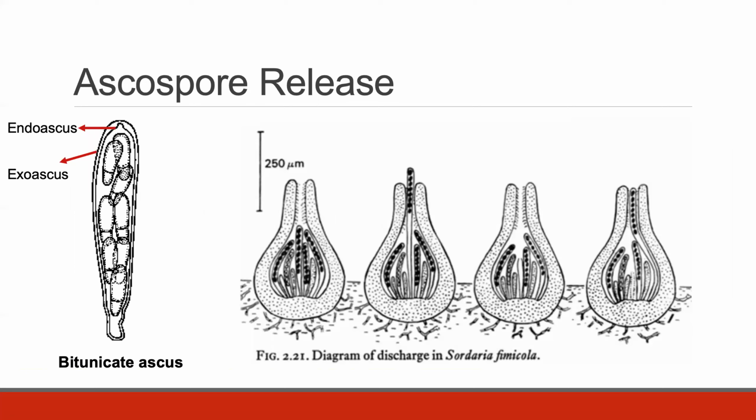So the ascus is what we call bitunicate, meaning that it has a double cell wall. You can see that double cell wall here on the ascus. This structure is important for the release of the ascospores in the spring. Each ascus contains 8 ascospores that are paired in a linear arrangement. You can see that they're paired here in a linear arrangement.